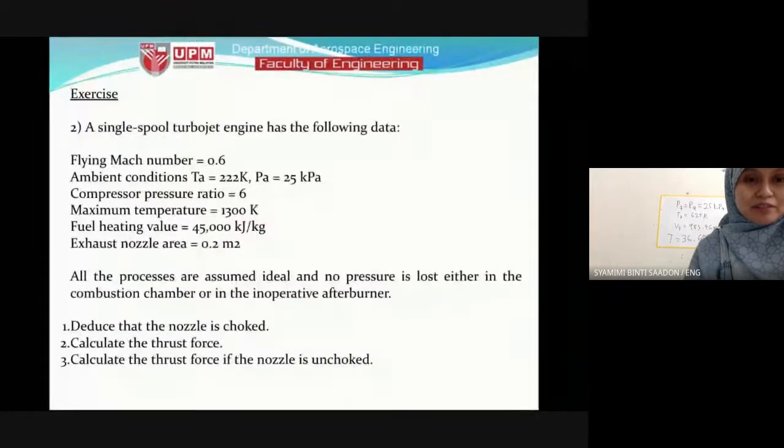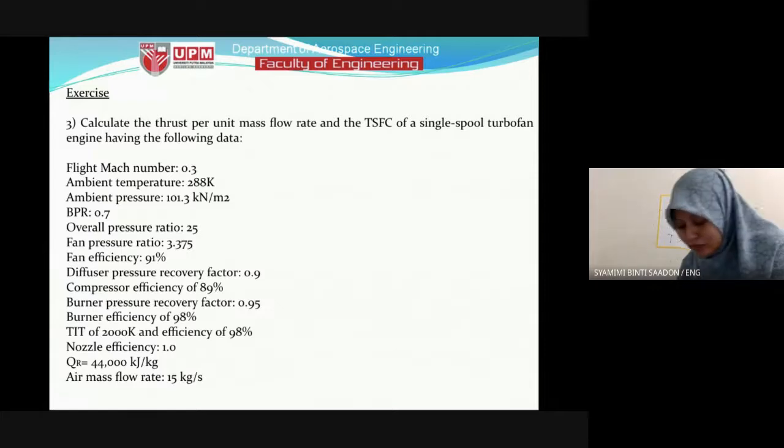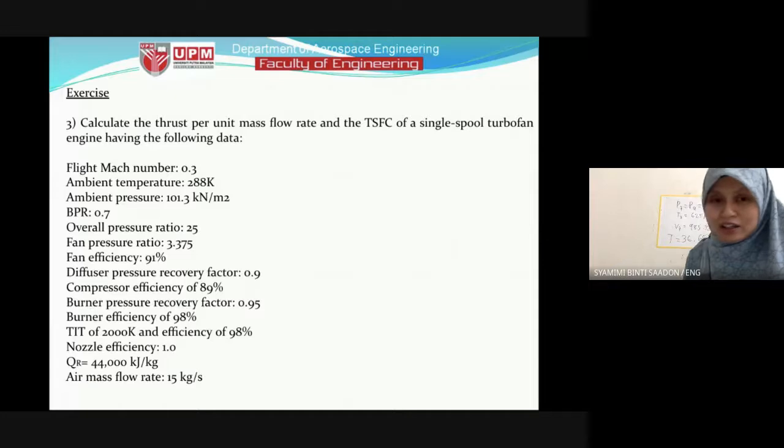So last, this one is for your homework. It accounts for 10%. To cover a bit, the assignment is 30%, but that is at the end of the semester. This is so that you can try to do it by your own self, try to understand clearly in detail before we do the test, after Raya, after the semester break. So try to do this first so that you are already familiarized with the process.